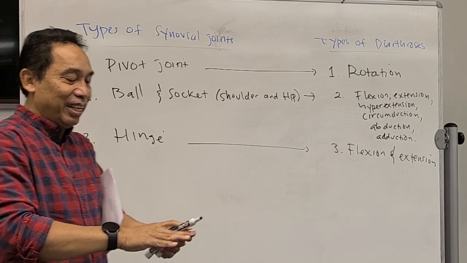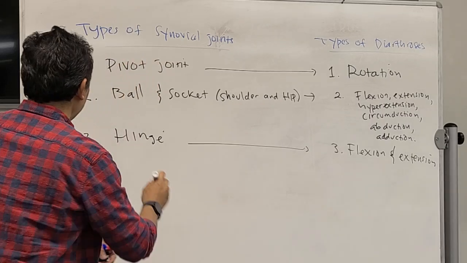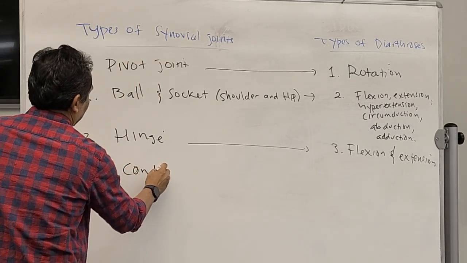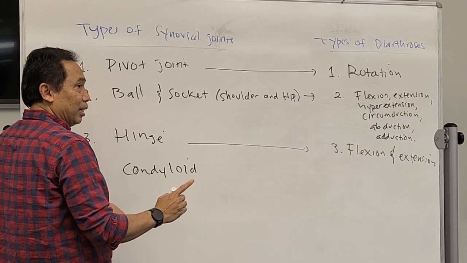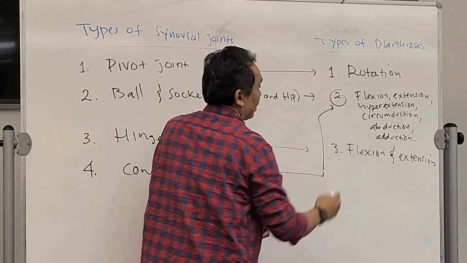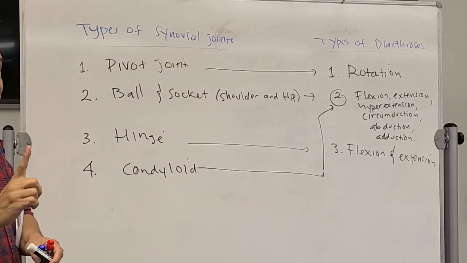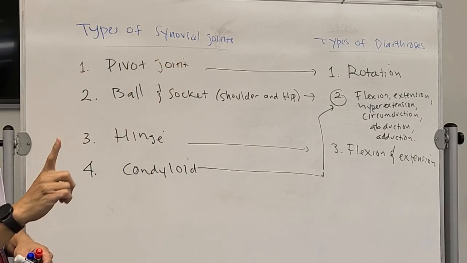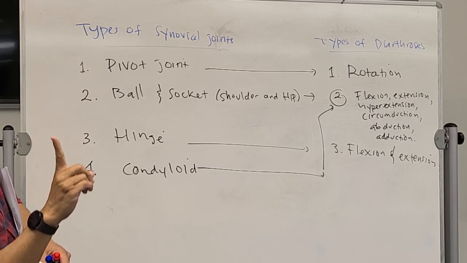Let's say going down here between the fingers, condyloid. This condyloid is kind of similar to the ball and socket. It has many movements. It can even do hyperextension, extension, hyperextension.